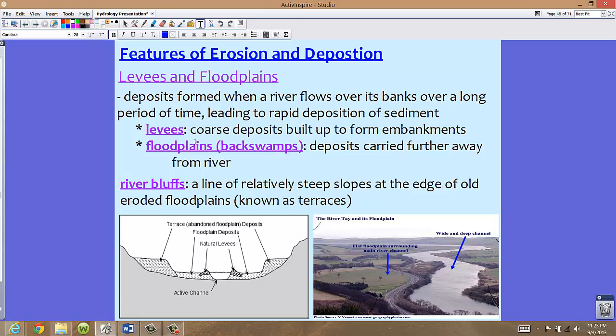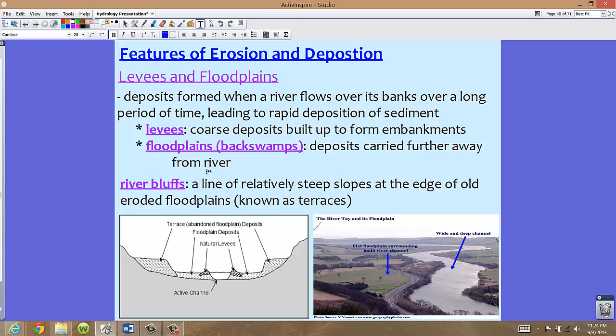We also see floodplains, which are also called back swamps. This is where deposits are carried further away from rivers. We see a lot of agriculture in floodplains around the Nile River in Egypt. These are very rich, fertile lands. This allows a lot of different types of crops to be grown, which provides food for certain areas.